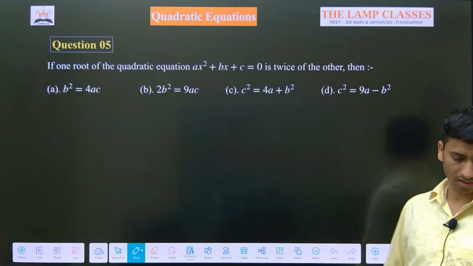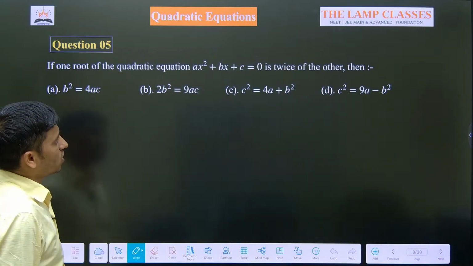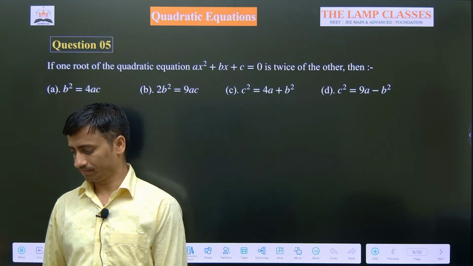Chalo, आगे चलो भाई. Answer the next one. If one root of this quadratic is twice of the other, then which of the following option is correct? It's a very good question actually.